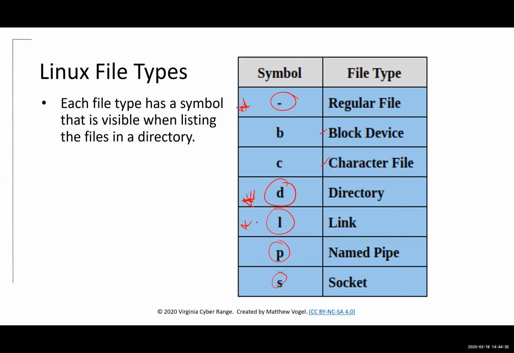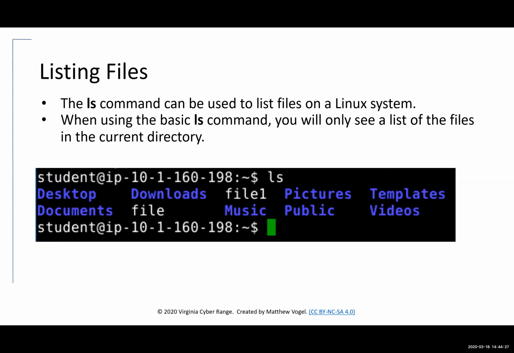And where do you see that symbol? Well, when you type the ls command, this is going to list files on a Linux system. And if I type ls alone on a line like this and just hit enter, that's going to list the contents of the current directory, right? So it's going to list the contents of the directory that I'm in. What does it mean to be in a directory?